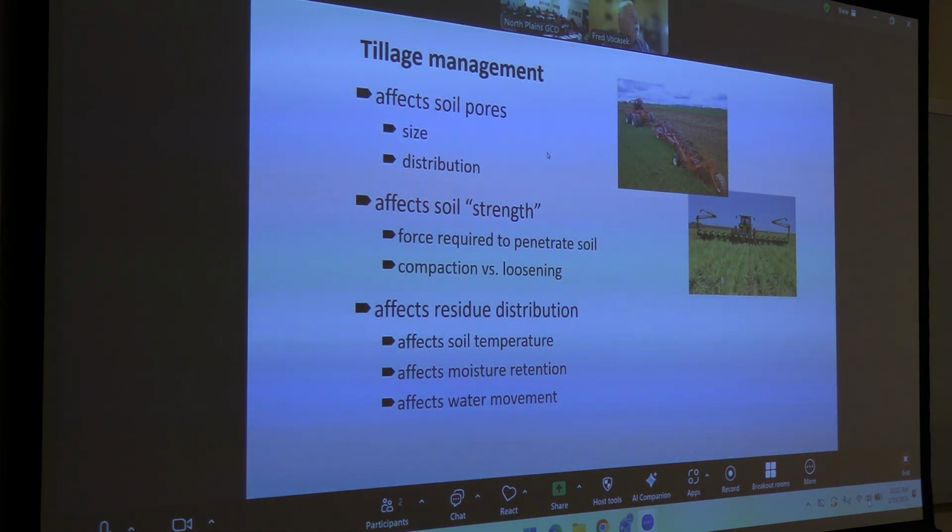So when we talk about tillage management, here's how that affects infiltration. First off, it affects the soil pores: the size, whether they are large or small, and the distribution. We have a lot of fine pores, we have a lot of coarse pores. It affects the soil strength, which is what it takes for roots to penetrate the soil and water to move through the soil. Some tillage can compact soil, sometimes severely, or we may loosen soil. We can do one of those two things.